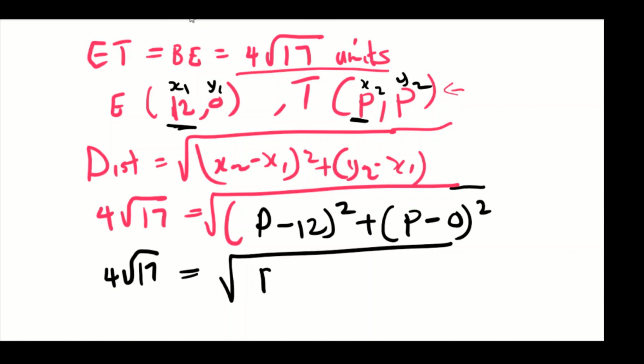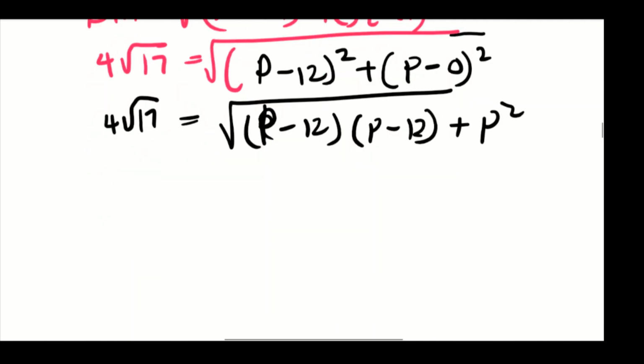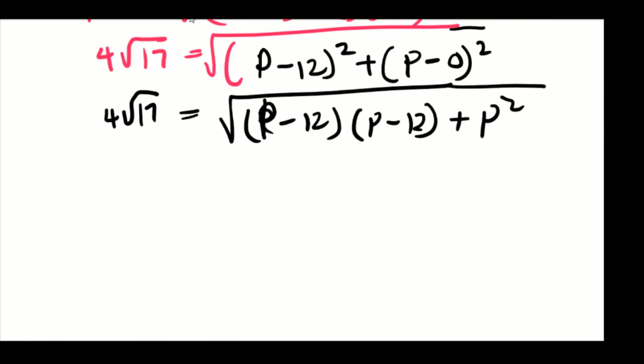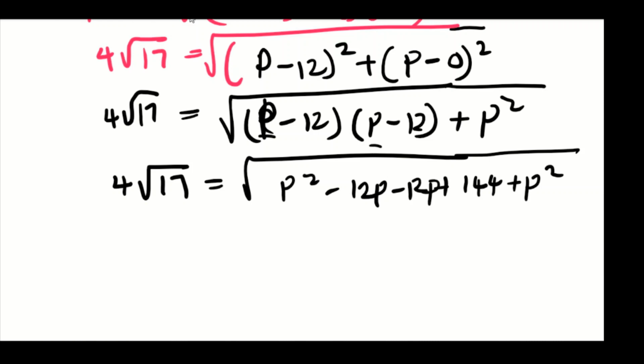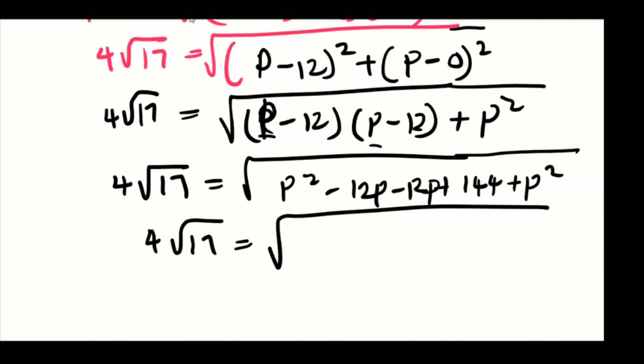Then 4 root 17 is equal to the root of (p minus 12)(p minus 12) plus p squared, right? So this is inside the bracket. We have 4 root 17 equal to the root of p multiplied by p, it's p squared, minus 12p, minus 12p, plus 144, plus p squared. So we have 4 root 17 equal to the root of, adding like terms, p squared and p squared, so it's 2p squared, minus 24p, plus 144.